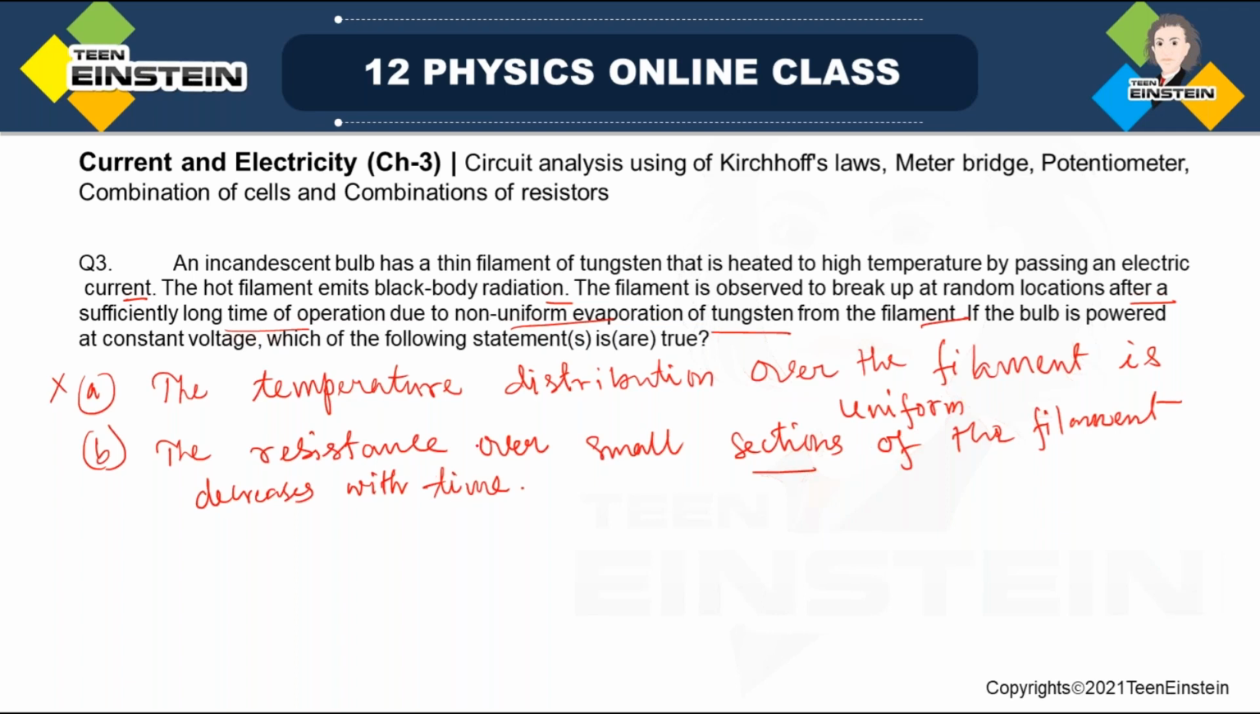Tungsten is a conductor. Resistance of a conductor does not decrease with time when it is heated or when current is flowing continuously, or a constant voltage is applied already. See, if the bulb is powered at constant voltage, there is no reason for the resistance to decrease at some places or some sections of the filament. Because it is a conductor.